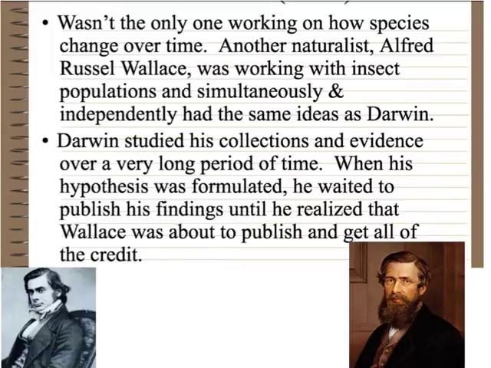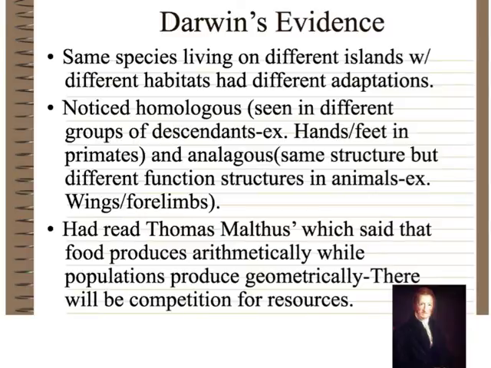So this idea of natural selection was come up with independently by two different men, Darwin and Wallace, which kind of lends some credence to it. It seems like this idea of natural selection is a reasonable conclusion to come to if you look at the evidence. All right, so let's look at the evidence, okay? The evidence that Darwin had.